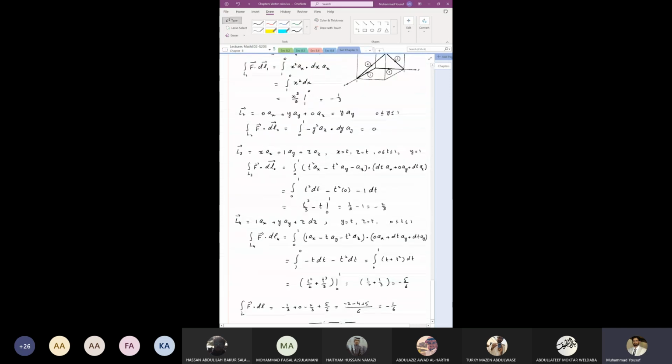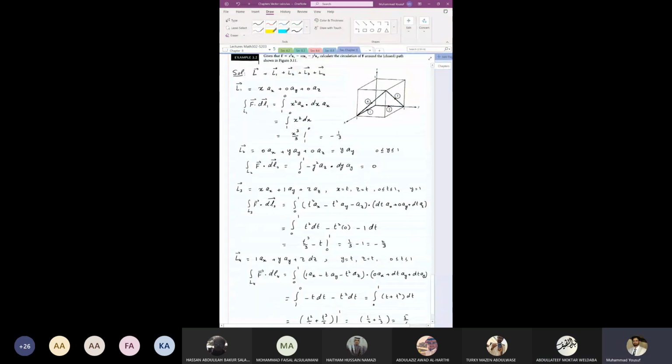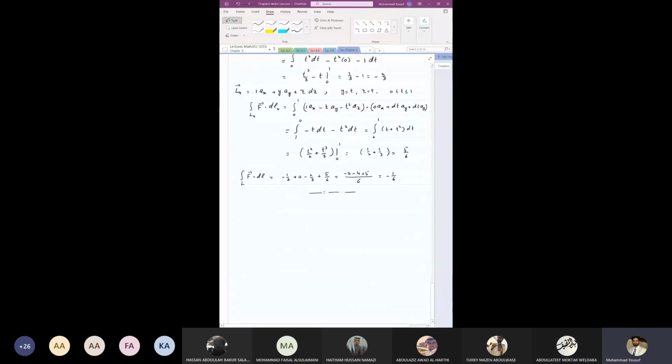I hope these things are clear. There's still minus 5 over 6. Yeah, still this minus is not removed. So I hope this is clear. Do it by yourself to make things clear. So this is about line integrals. More we will see, of course, in the exercise.